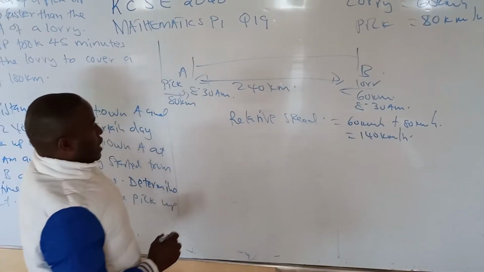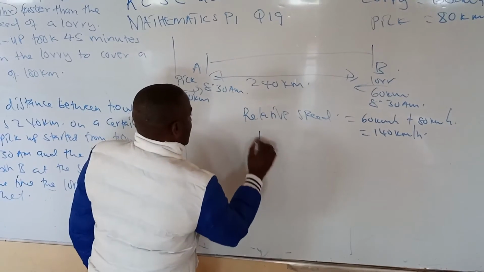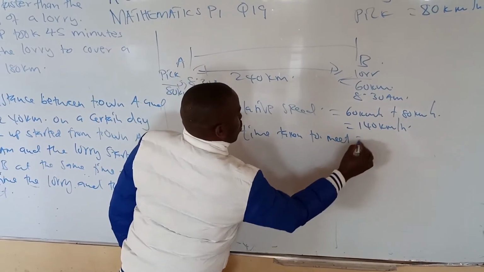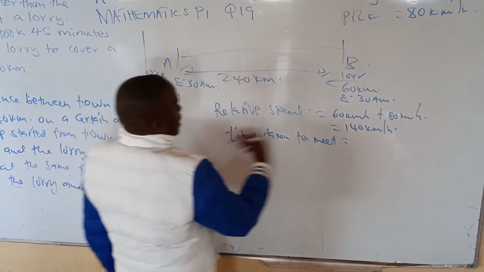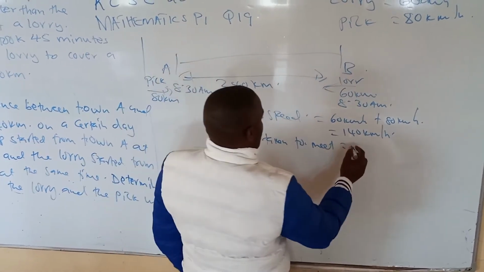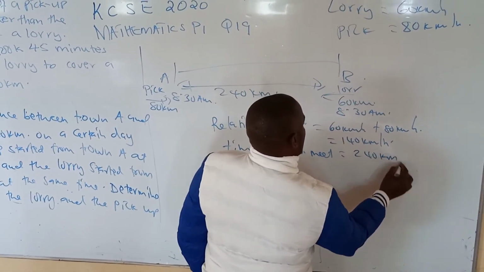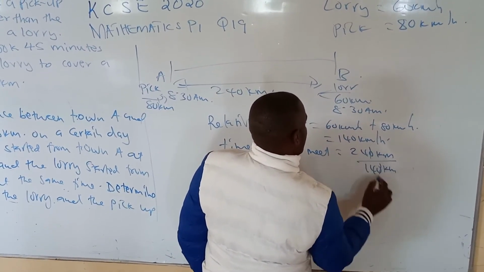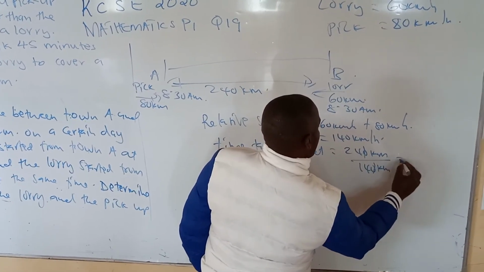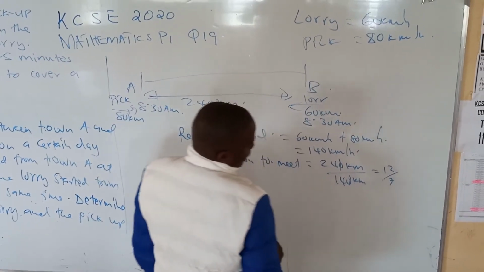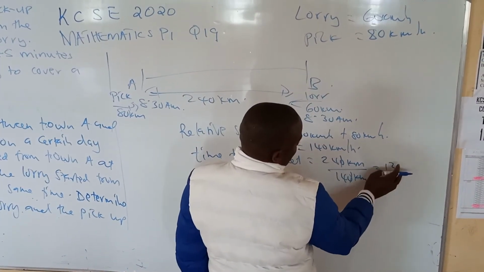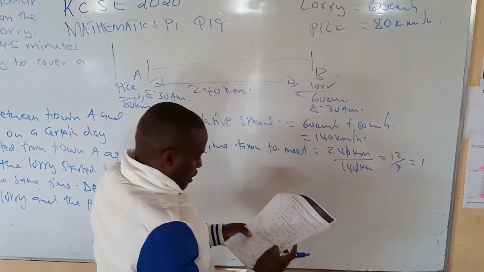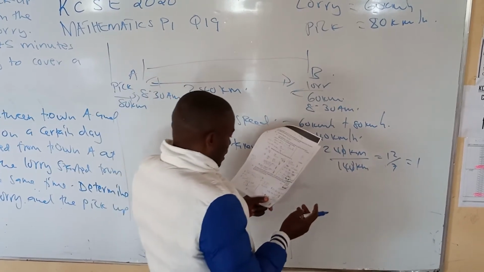If that is our relative speed, now we need to find the time taken to meet. Time taken to meet will be equal to the distance that they have to cover, that is 240 kilometers, all over the relative speed, which is 140 kilometers per hour. So that is 12 over 7, and 12 over 7 is 1 remainder 5 sevenths, or you can have it as a decimal.